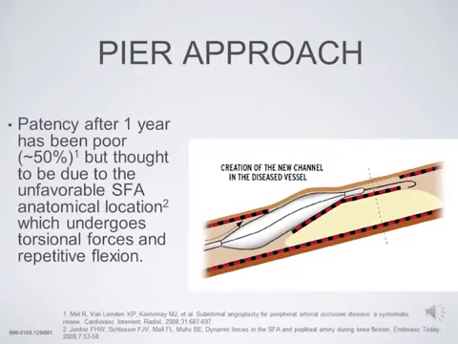First off, the PIR approach, which is essentially sub-adventitial angioplasty. We know this has a poor patency rate over years, as the anatomical area is not the vessel, it's actually in the sub-adventitial. We have multiple problems as the location, torsion forces, repetitive flexion, so all these things will aggravate restenosis.